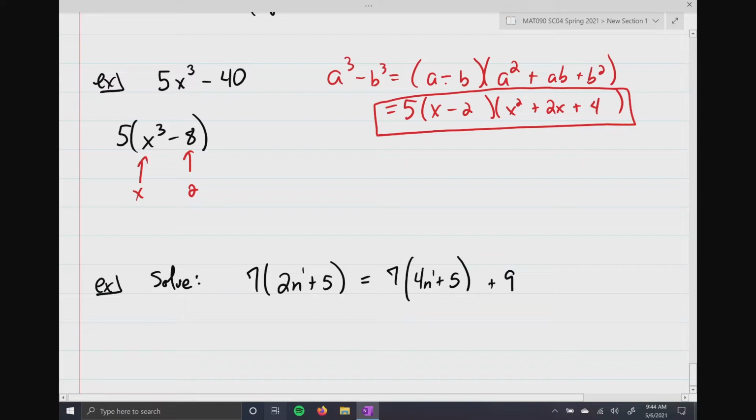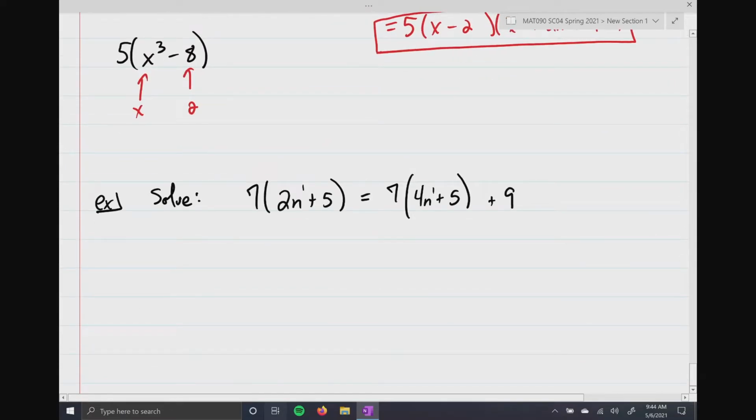So now that I know it's linear, I'm thinking step 1, if I see fractions, multiply by an LCD to eliminate all denominators. No fractions. Step 2, if I see parentheses, distribute to remove them. So I get 14n plus 35 equals 28n plus 35 plus 9.